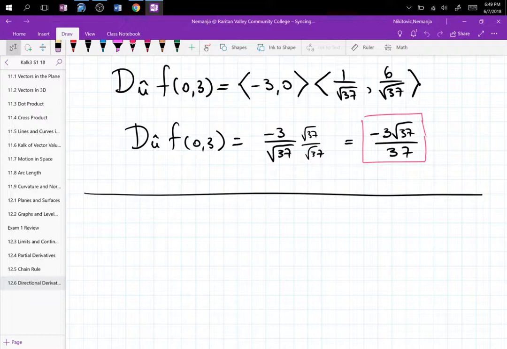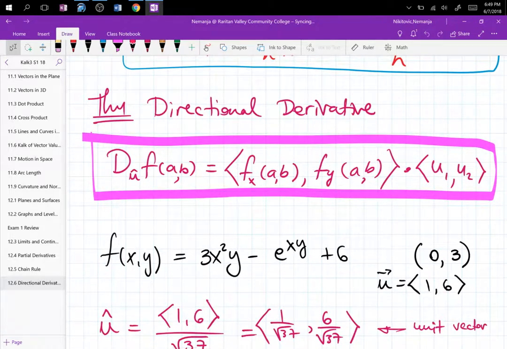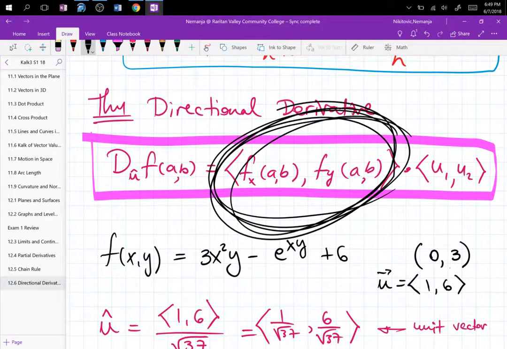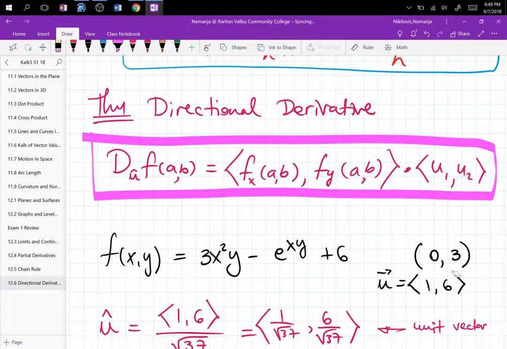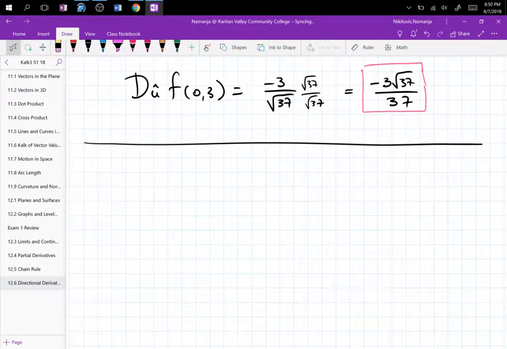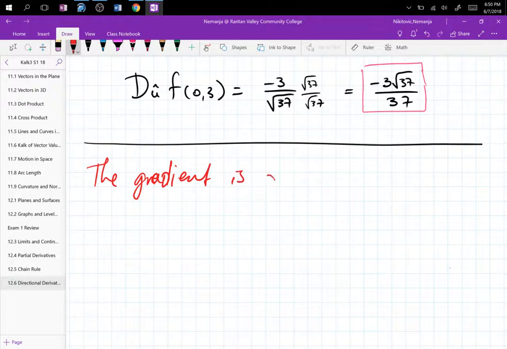Now, the next part of this lecture is to give a special name to this part of the formula here. This part of the formula is going to be called the gradient. Gradient is simply a vector of partial derivatives. And we are going to use that one a lot. So you better know it. Otherwise, you are doomed. What's it called again? The gradient. So the gradient is a vector of partial derivatives.